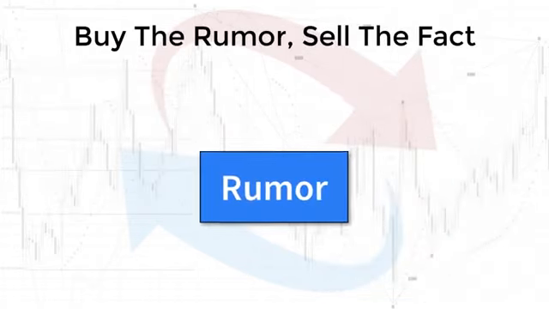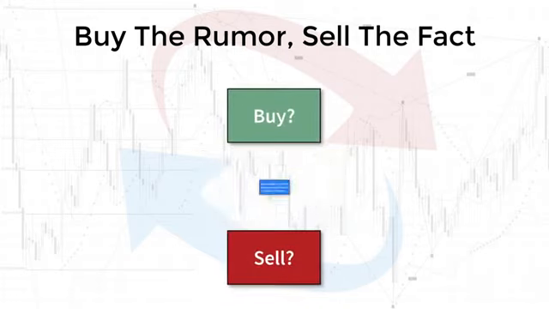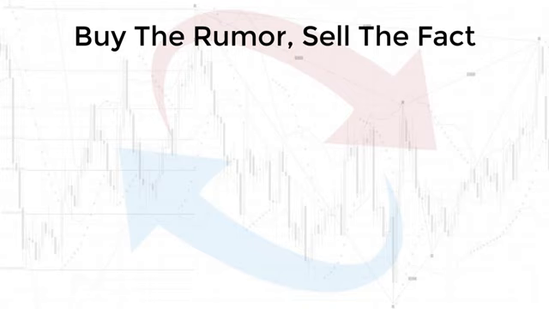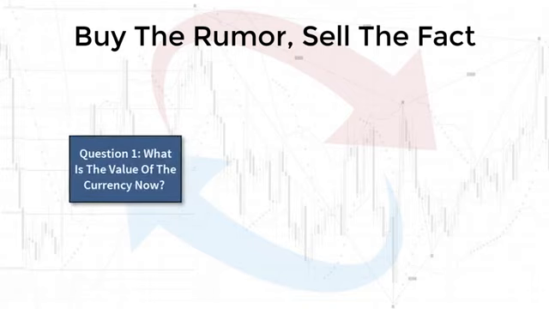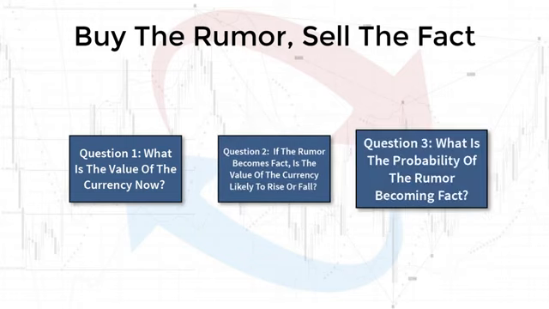When financial or economic rumors start to generate interest via the news publications, major market participants have already started to position themselves to buy or sell. If rumors circulate about a possible rate cut or hike of a currency, a potential recession or political instability event, traders will look at the current price of the currency and consider if it is overvalued or undervalued based on the rumor becoming a fact.